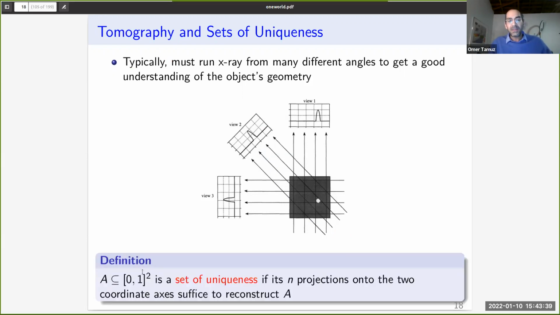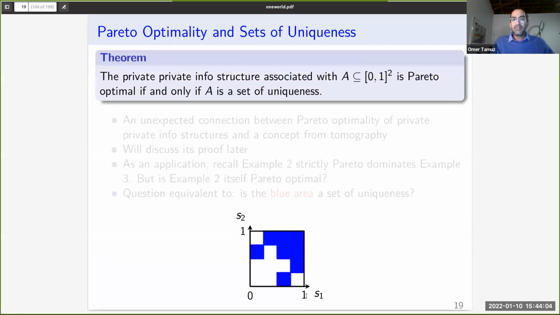And we're going to say that a subset A of [0,1] squared is a set of uniqueness if its two projections onto the two axes suffice to reconstruct A. So a set is a set of uniqueness if I tell you its projection to the x-axis and its projection to the y-axis, and you can tell me what A is. Here's our first main result. It says the private-private information structure associated with some subset A of [0,1] squared is Pareto optimal if and only if A is a set of uniqueness.